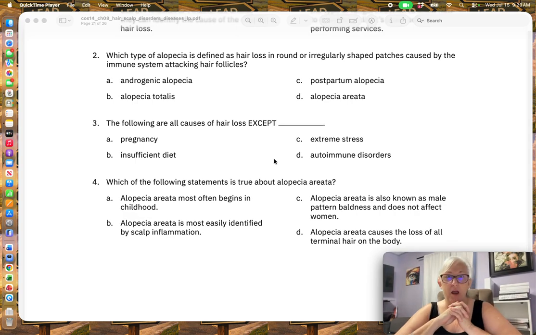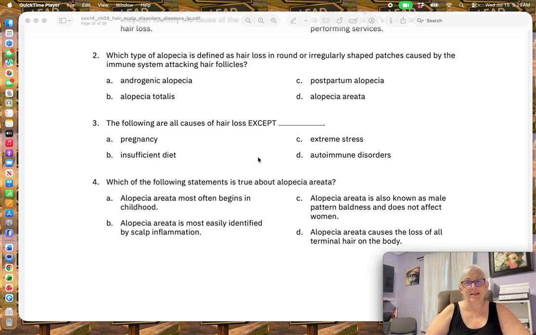So here's the thing. I know from behind the chair, I know from personal experience. If I am under a lot of stress, then I'm more likely going to experience some hair loss. Am I experiencing the hair loss because of stress? Not necessarily. It's probably because I'm not sleeping correctly, I'm not eating correctly, I'm not taking care of myself. So that is going to cause the hair loss. But extreme stress, according to the book, is not a reason why you would cause hair loss. Okay, so the answer to number 3, the following are all causes of hair loss except C, extreme stress.